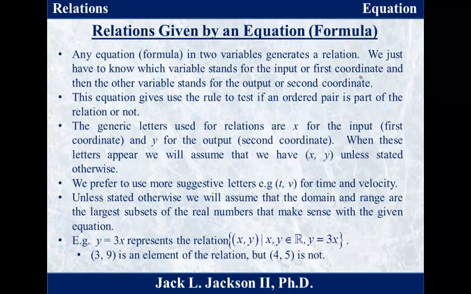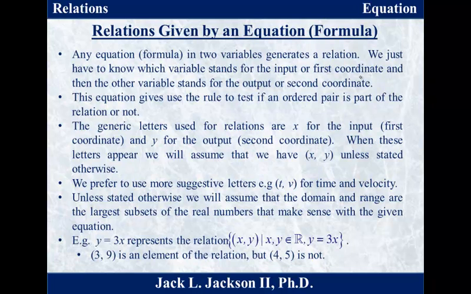So the plain vanilla generic letters used for relations are x for input, first coordinate, and y for output or second coordinate. So that gives you ordered pairs of the form x, comma, y. Now if you see x's and y's, we're going to assume x is input and y is output unless somebody tells you otherwise. Now, we'd really rather not use x and y because x and y are just sort of generic, do-nothing kind of letters.